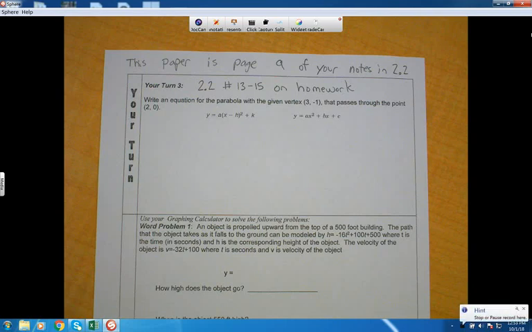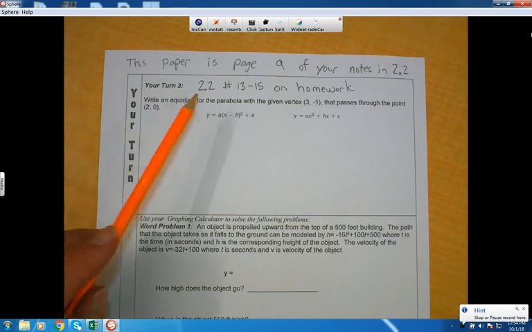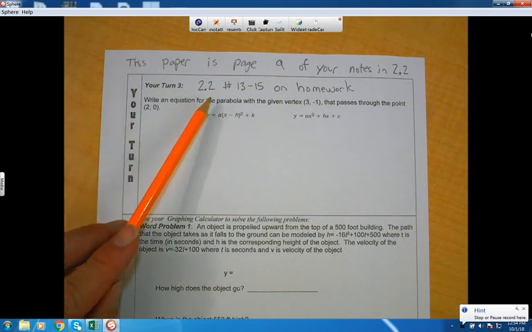Hey class, we're reviewing for the test right now, and the most common question I'm getting from students is to try to do homework 2.2, numbers 13 through 15.